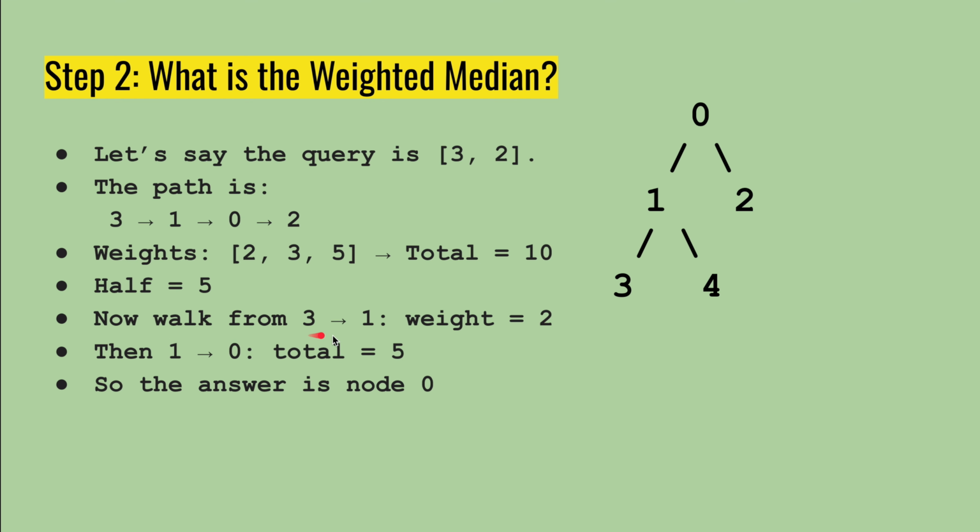Now walk from 3 to 1, the weight is 2, then 1 to 0, total is 5, right? That becomes half. So the answer node is 0. If we go from here to here and then from here to here, when we start from 3, then we go to 1 and then we go to 0. When we reach this 0, this becomes half of the total journey, right? And this becomes your median, the weighted median.